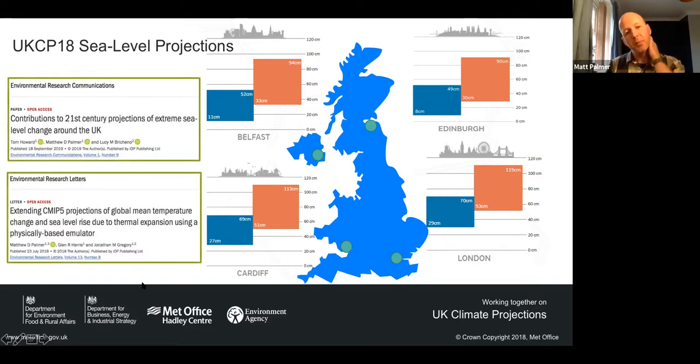But we also published some papers subsequently or in the development of this work. These are two of the key papers. The first one, which I'll talk about a bit more in the subsequent slides, took a view on the contributions to 21st century projections of extreme sea level change. That was led by my colleague, Tom Howard, who works at the Met Office. And then a key methodological advance was this paper about extending CMIP-5 projections of global mean temperature change and sea level rise due to thermal expansion using a physically based emulator. And again, I will talk a bit more about that in the subsequent slides.